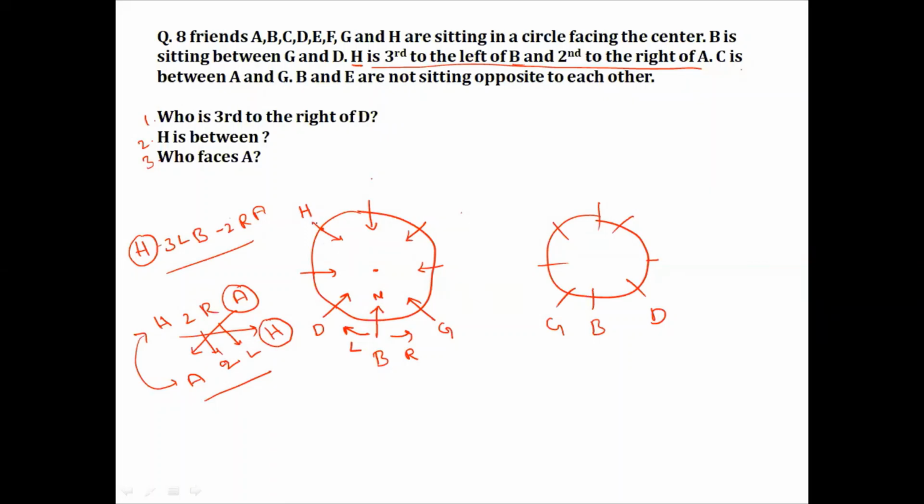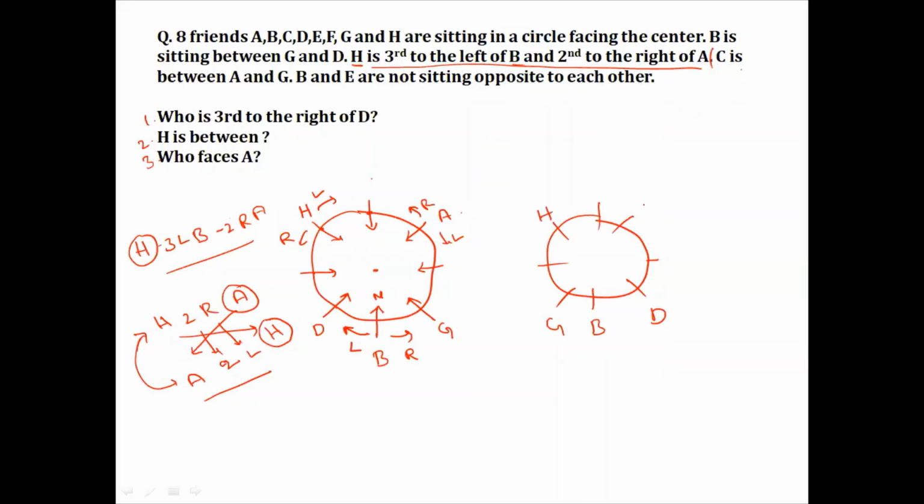Now H is facing center, and we know that left is the clockwise direction. So this is the clockwise direction and this is the anti-clockwise direction, which is the right side. So A is second to the left of H. So first left is this position and second left is this position. Now if you want, you can verify. H is second to the right of A. Yes. So this is the right side of A and this is the left side of A. So H is second to the right of A. So these two statements are the same. H is second to the right of A is the same as A is second to the left of H. Okay, next. Up to this, the point is clear.